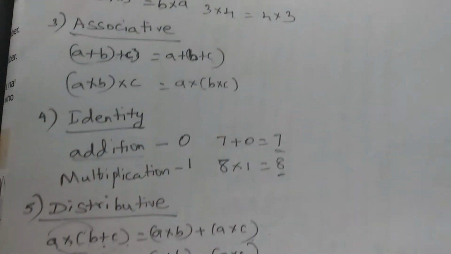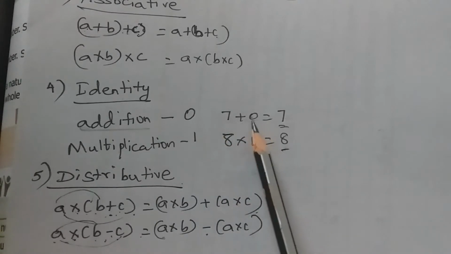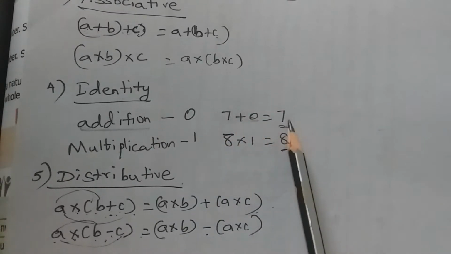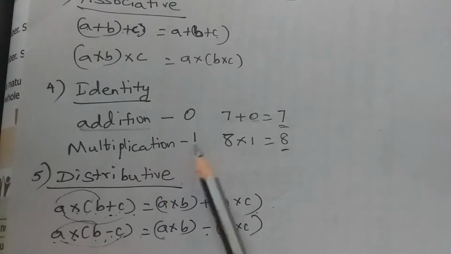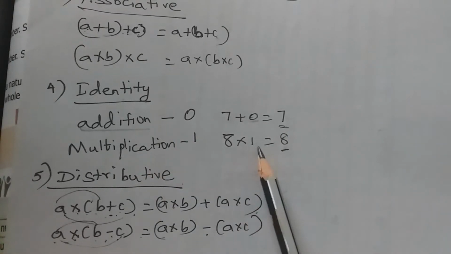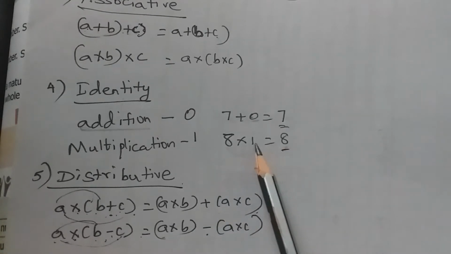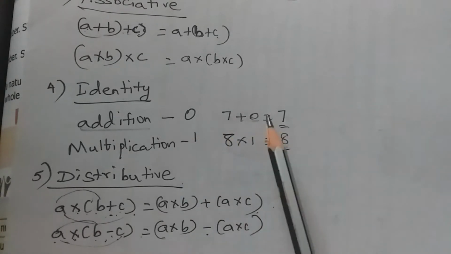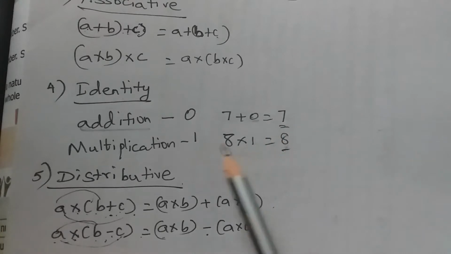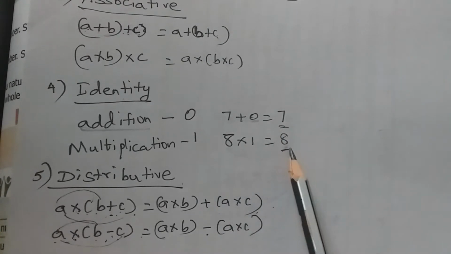Then next is identity element. The identity element of addition is 0. With whatever number you add 0, we get the same number. Then the identity element of multiplication is 1. Any number multiplied by 1 gives the same number as the answer. Even after operating with some number, the number remains the same. That is the meaning of identity. So for addition, when you add 0, we get the same number, and for multiplication, when you multiply by 1, we get the same number.